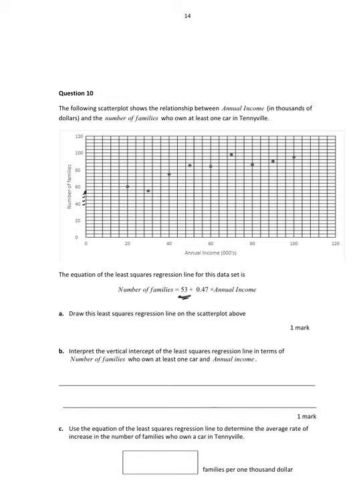Okay, and then to get the next point, guys, what you do is sub in the last value, so this 120, into the annual income. I'll do that now: 53 plus 0.47 times 120, just to get the next point for our line.